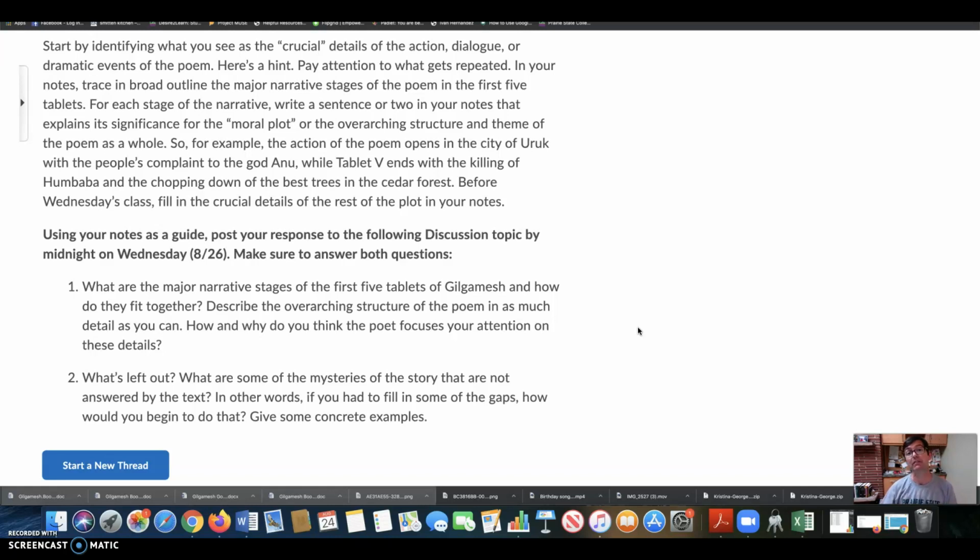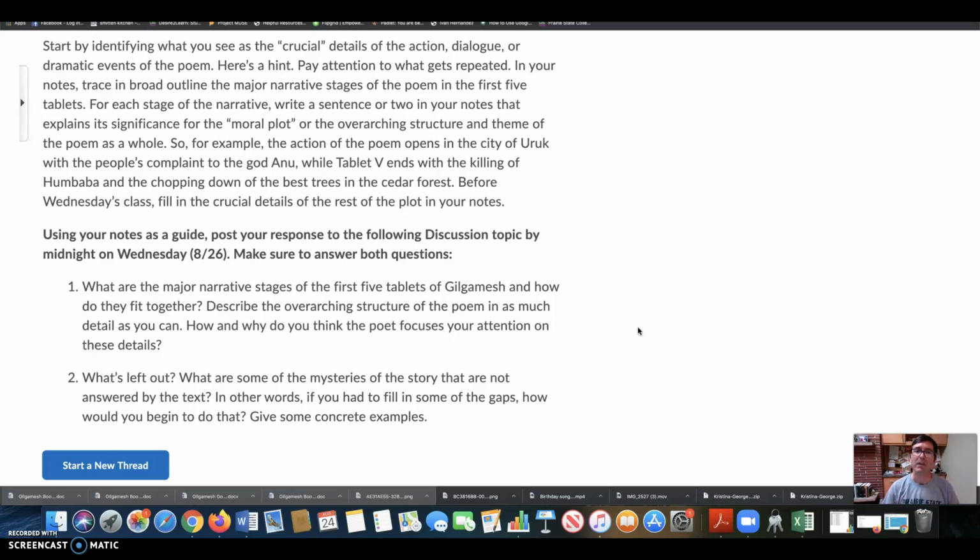The second question is to think about the other side of it. What's left out? What are the gaps in the story? What is the poet not showing you? Part of the problem, as I said, is we don't have the text. The original tablets with the inscriptions of the story are incomplete.